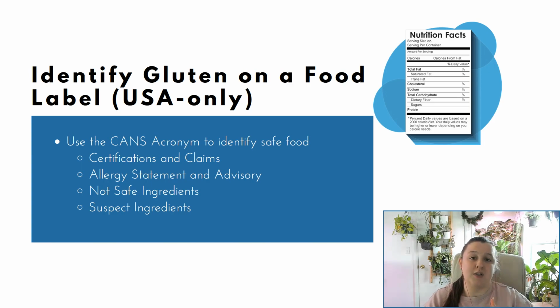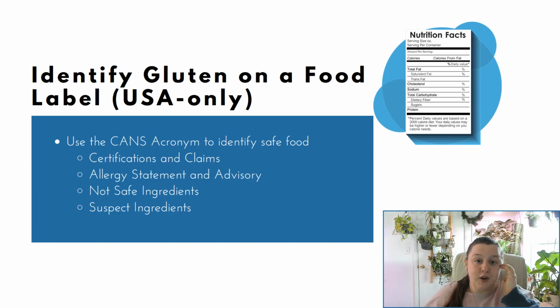You're going to look for certifications and claims. If it has one, you're good to go. Go ahead and purchase. If it doesn't, look at the allergen statement and advisory statement. See if there's anything you need to be concerned about. And if you're not sure what you're looking for when it comes to the allergen statement and the allergen advisory statement, I cover that again in the Celiac Crash Course. And if you don't see anything suspicious or anything you need to worry about with the allergy statement and advisory statement, you're going to move into the not safe ingredients. And here you're going to look for obvious ingredients that are gluten. If you don't know what you're looking for, again, don't worry. I cover that in the crash course.